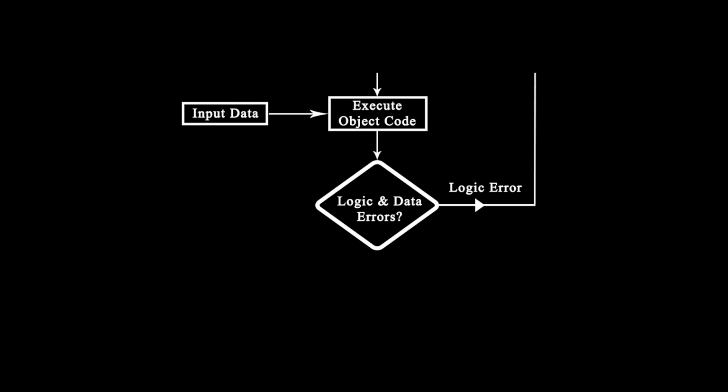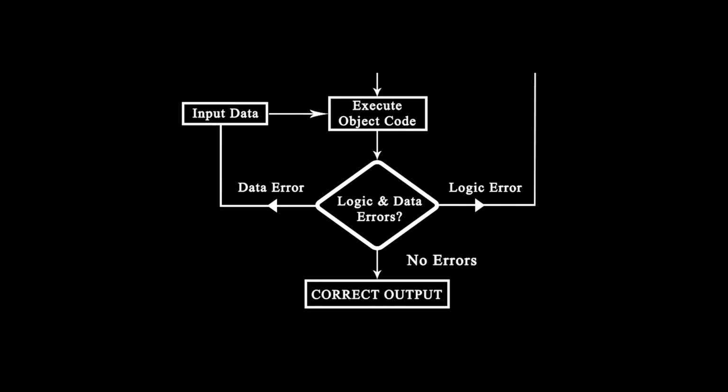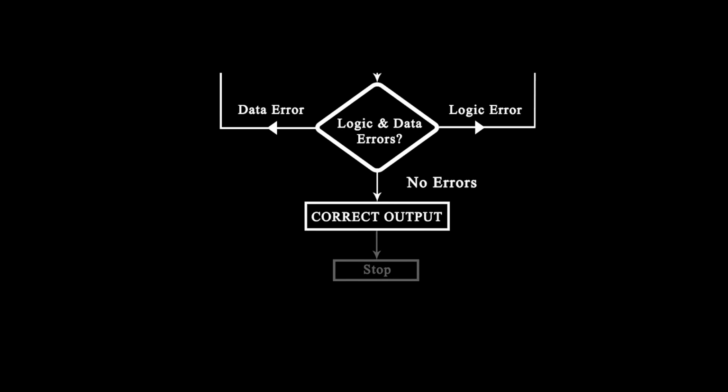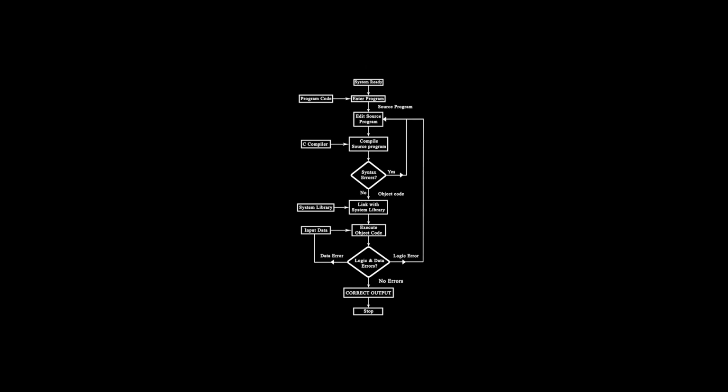If there is no logical error but there is a data error, then I'll be prompted again to input the data and then check again if there are any logical or data errors or not. If there are no errors, then the correct output will be printed, and then the program will stop or terminate. So this is how the program is executed in C.